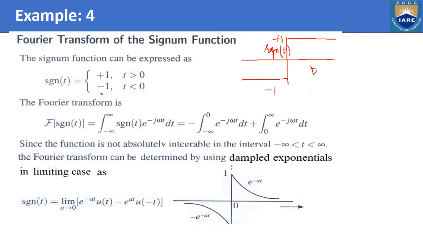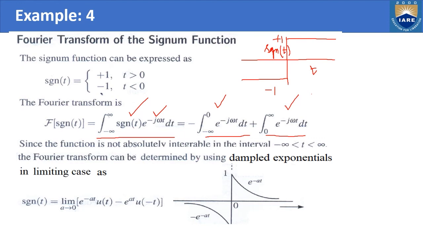Let us find the Fourier transform for this. I have to substitute the sgn function for x of t, and e to the power of minus j omega t is the basis function. This is the definition of the Fourier transform. Then we again have two limits: one on the left hand side of the y-axis, on the negative time axis, and another for the positive time axis.